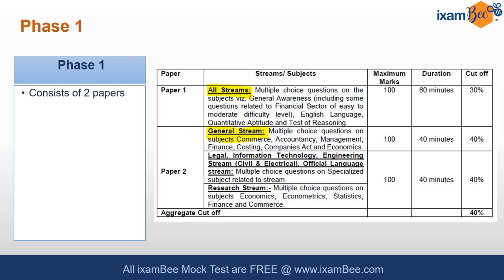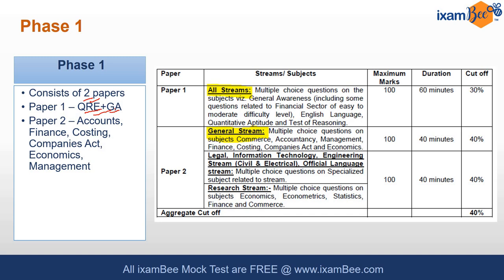Okay, so coming to this, the Phase 1 exam consists of 2 papers. Paper 1, which is QRE and GA: quant, reasoning, English and general awareness, with more emphasis on financial awareness. And Paper 2 has 6 topics: accounts, finance, costing, Companies Act, economics and management.